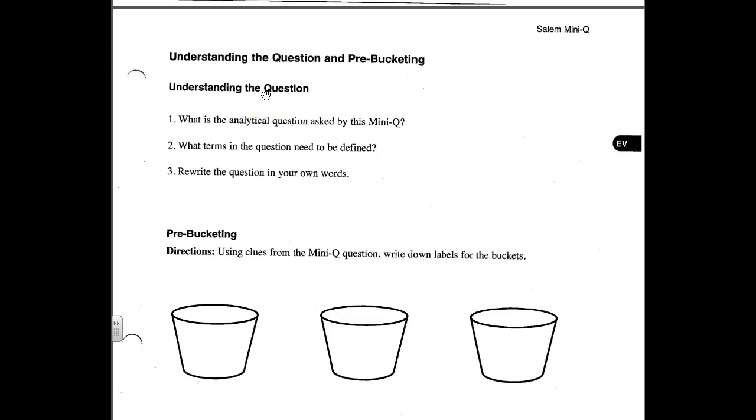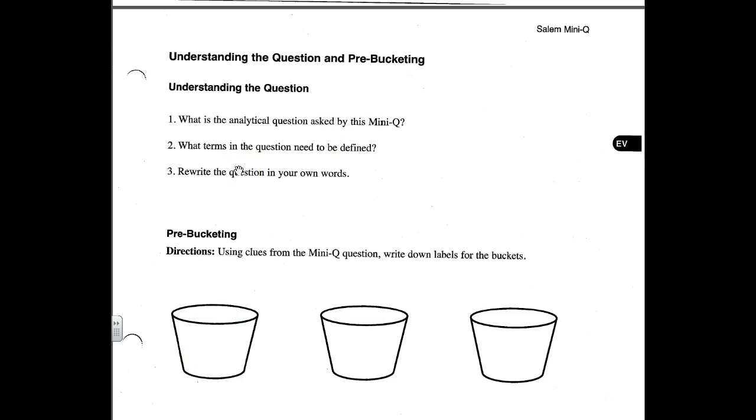And in this instance, if you look back at the title page of your Mini-Q, the Mini-Q question is, what caused the Salem witch trial hysteria of 1692? So always, always, always, when we're working on a Mini-Q, the question that appears underneath understanding the question, question number one, what is the analytical question? The answer to that question will always be the title of the Mini-Q that we're working on. In this instance, then, the analytical question that's asked by this Mini-Q is, what caused the Salem witch trial hysteria of 1692?